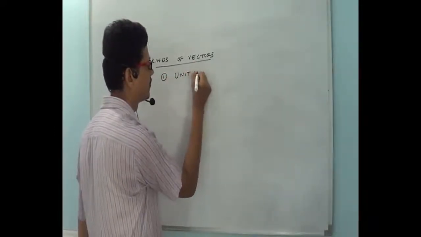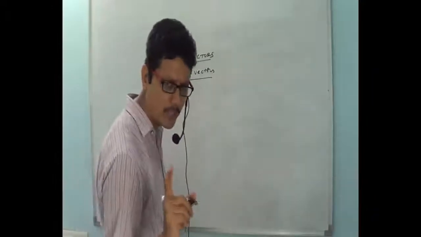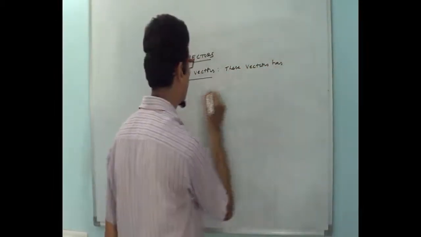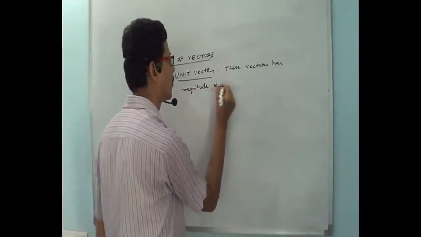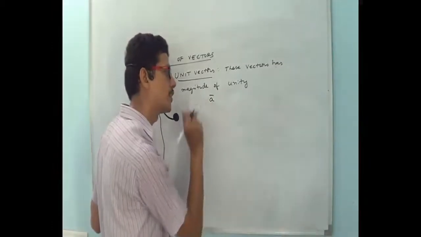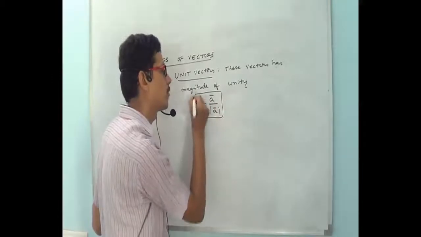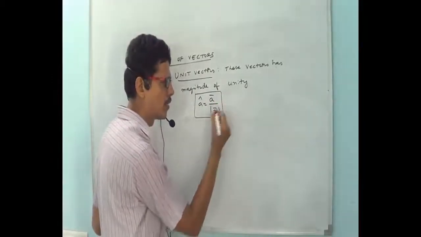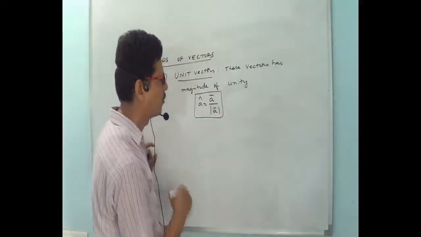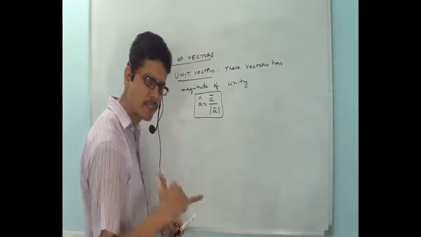First one is unit vectors. Unit vectors are the vectors whose magnitude is 1, that is, magnitude of unity. And if there is a vector a bar and I want the unit vector in this direction, then what I will do is a cap is equal to a bar by modulus of a bar. So whenever you want the unit vector in a particular direction of a vector, you take that vector and divide by its magnitude. Then you will get the unit vector. Unit vector is vector divided by its magnitude.